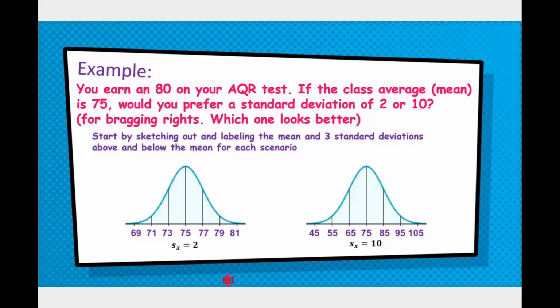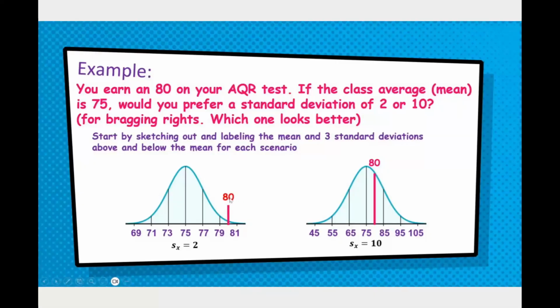So we're going to start by sketching out and labeling the mean and 3 standard deviations above and below for each scenario. So here's our graph with 3 standard deviations. We have 7 lines total. The one on the left says their standard deviation is 2. So we're going to start by putting 75. Our mean is in the middle, and then we're going to count by 2s going to the right and subtract 2s going to the left. So we get something like this.